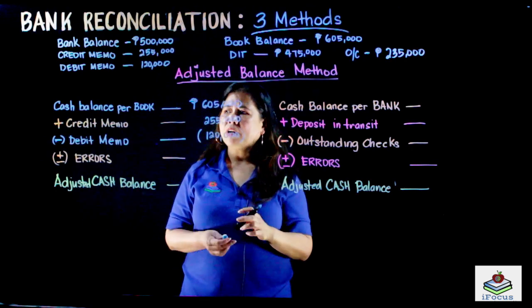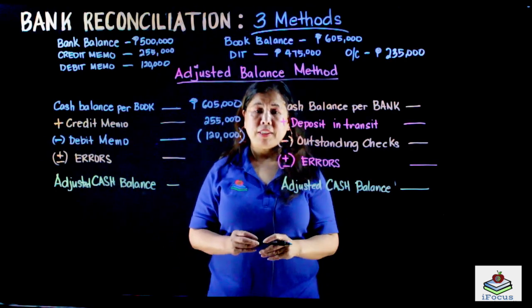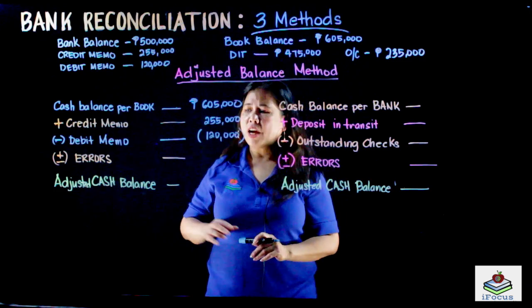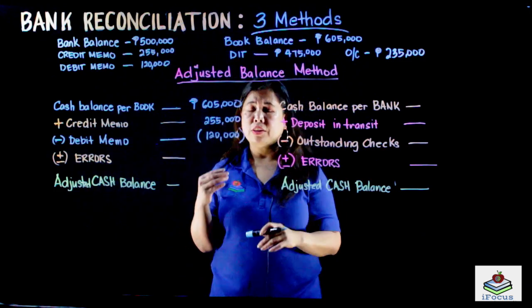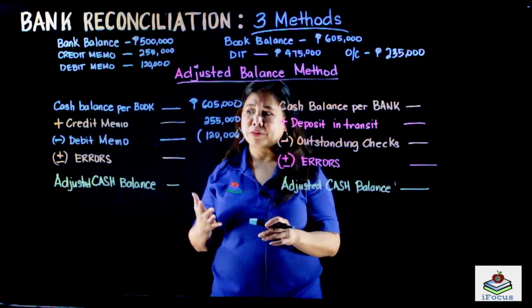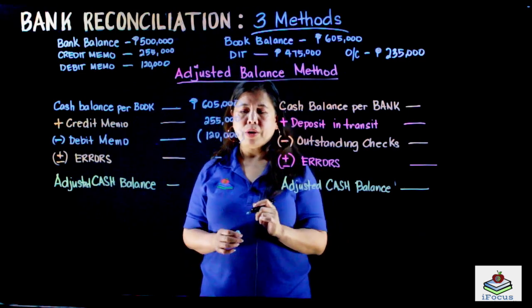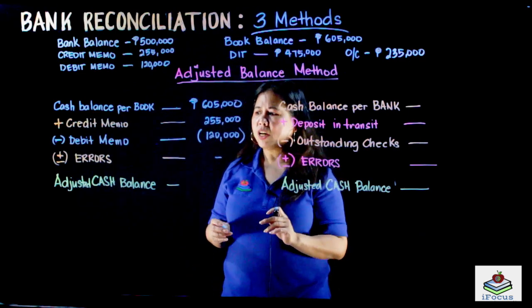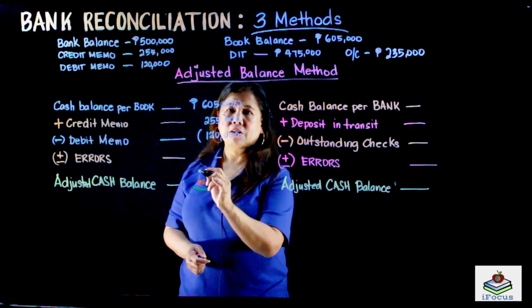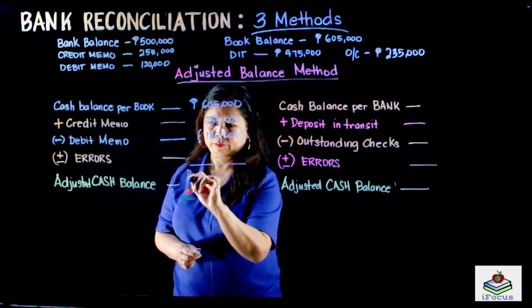So, we have a debit memo of 120,000. And on the errors, wala tayong error na informations or amount. So, we have no error. Then, we will end up with adjusted cash balance of 740,000.